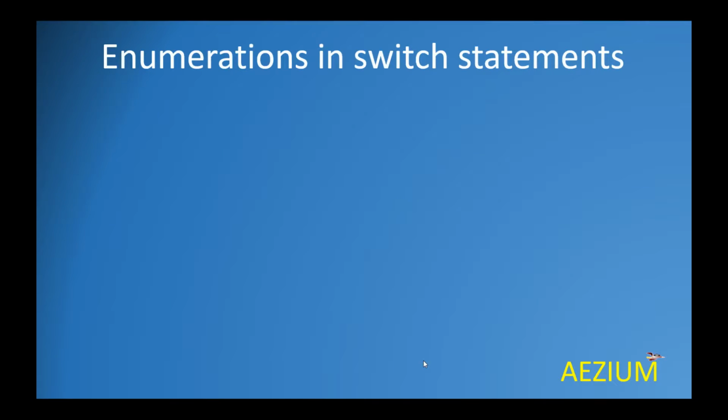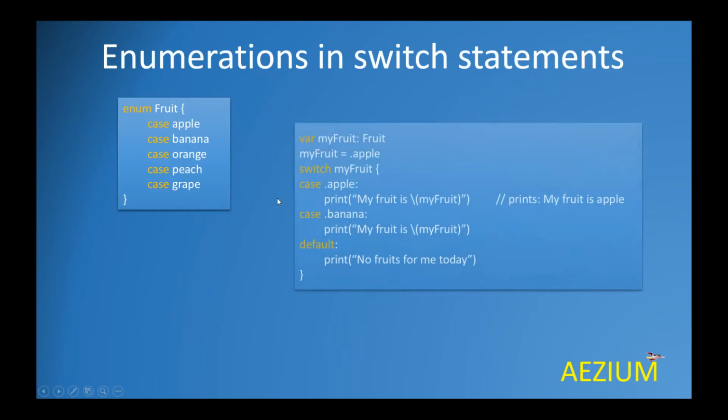We can also use switch statements in connection with enums in Swift. Take this example where we have an enum type called fruit with these 5 possible cases. Now we can declare a variable called myFruit to be of type fruit and then assign the value apple to it. Now the switch statement, which uses this parameter, can be something like this.